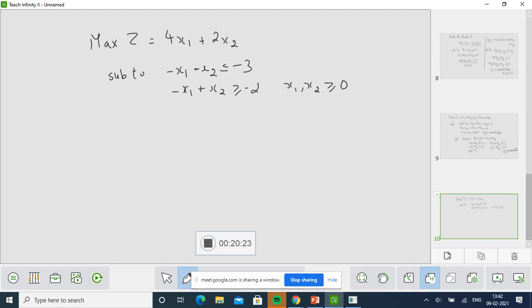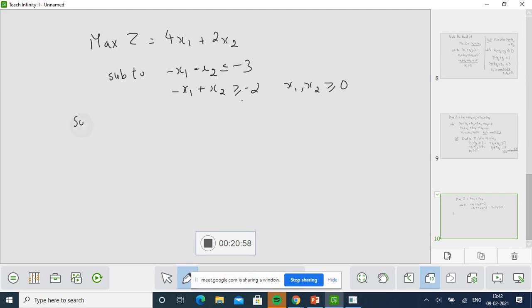Write down the dual of the following LPP and solve it. Also write down the solution of the primal. Now look at this here. They are given maximization. What is the second inequality? The second inequality is of the form greater than or equal to. So we have to rewrite it.